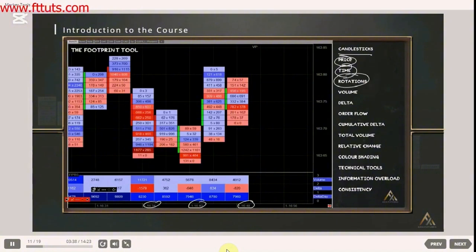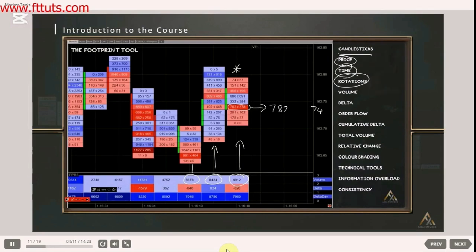Okay, now that we've spoken about the rotations, let's turn our attention and talk about volume. Now, there are two types of volume that you'll see on the footprint chart. The first is the total volume within each rotation. The second is the volume being transacted at each segment of the footprint. So let's take a look at this rotation now, and let's magnify this specific segment of the footprint at price 74.